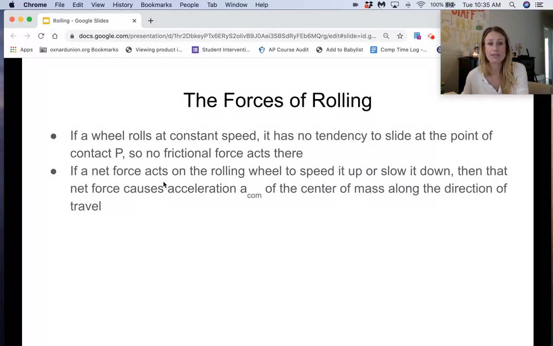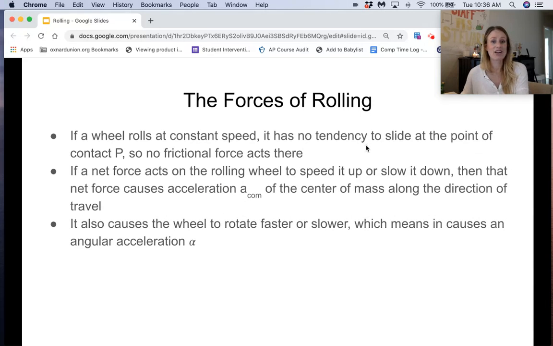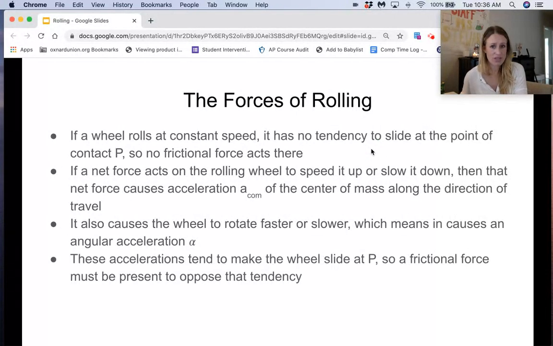If a net force acts on the rolling wheel to speed it up or slow it down, so that we have a tangential, linear acceleration and also an angular acceleration, then that net force is causing an acceleration of the center of mass along the direction of travel, and it then causes the wheel to rotate faster or slower, and that in turn causes an angular acceleration, like I was saying. When we have this acceleration, that tends to make the wheel slide at point P. So we have a frictional force that has to be present to oppose that tendency.